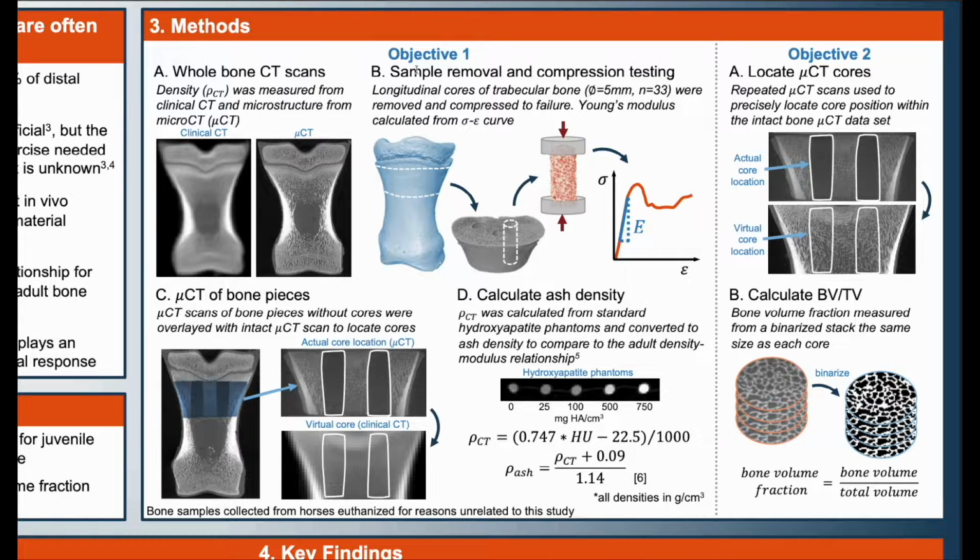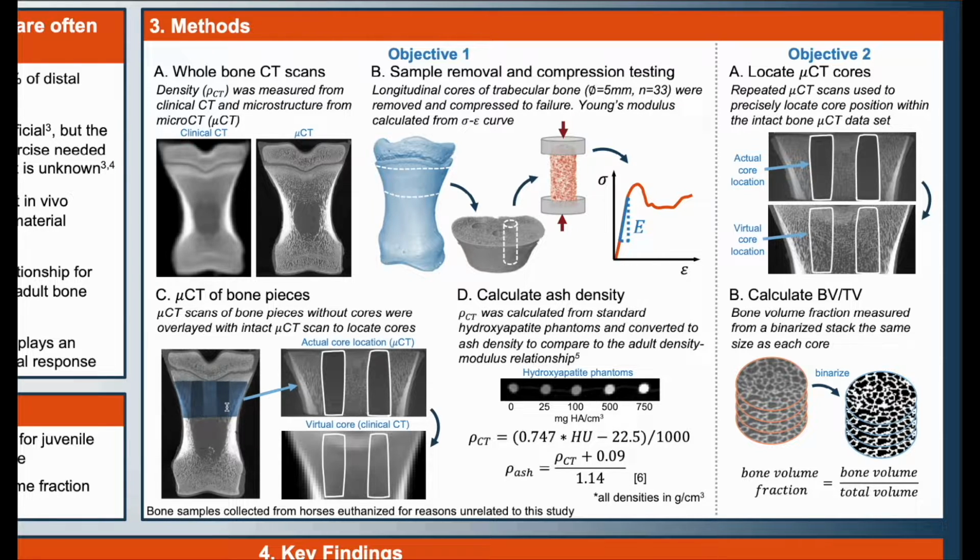After the bones were scanned, they were cut into slabs along the longitudinal axis of the bone, and then bone cores were removed with a diamond-sintered coring bit. These were 5 millimeter in diameter. These cores were then embedded in Delrin end caps and compressed till failure. And from the stress strain plot of each core, the Young's modulus was calculated from the linear portion of this stress strain curve.